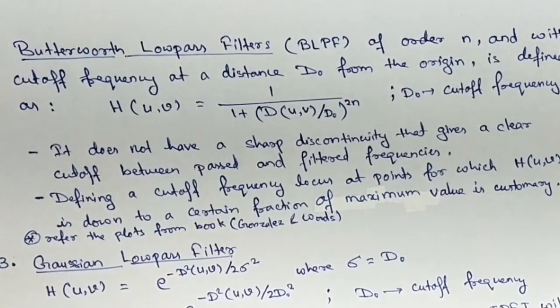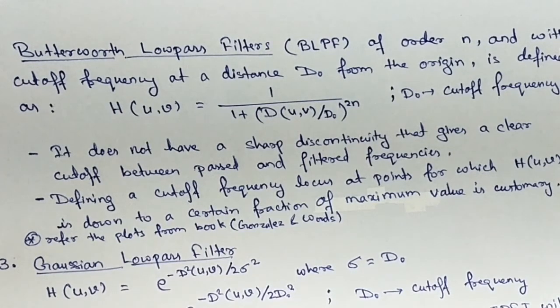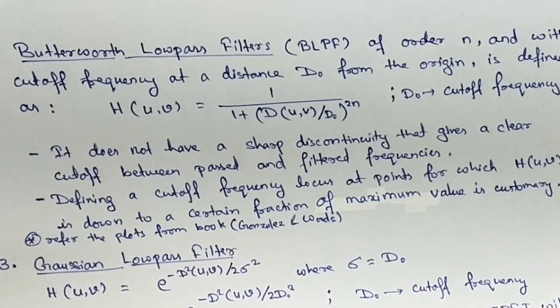So next comes the Butterworth low pass filter. It is a filter with a control parameter small n. The frequency response of the Butterworth low pass filter is given by capital H of U comma V equals 1 upon 1 plus capital D of U comma V by D0, to the power 2n.